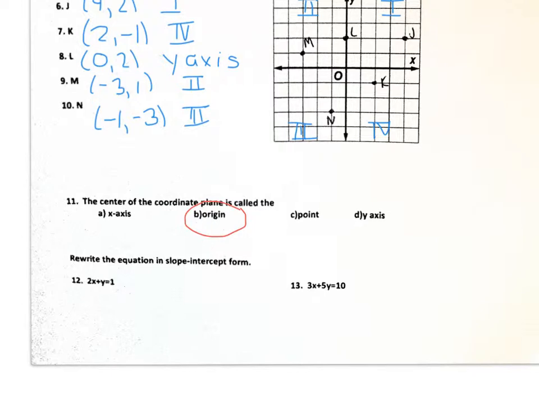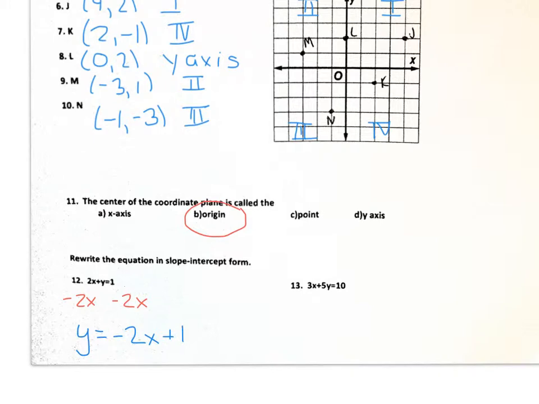We want to rewrite this equation in slope-intercept form. Make sure you show your work for this. So I want to go ahead and subtract off 2x from both sides. So we should have y equals negative 2x plus 1. Yes, your x's should be written first.